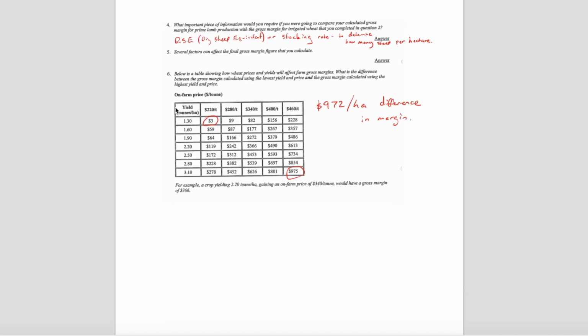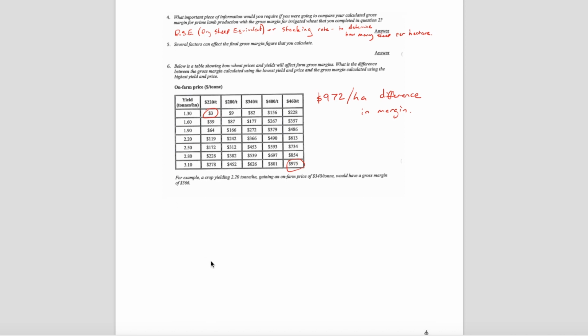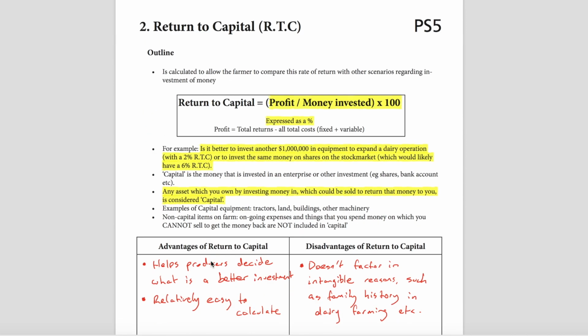Moving down here, this is an example of a gross margin at a low price with a low harvest or low yield, compared to a higher price, double the price with about double the yields, or almost triple. And the difference between them in the gross margin is $3 compared to $975. So there's a $972 per hectare difference in the gross margin depending on the price that you get and the yield that you get for wheat, which is significant.